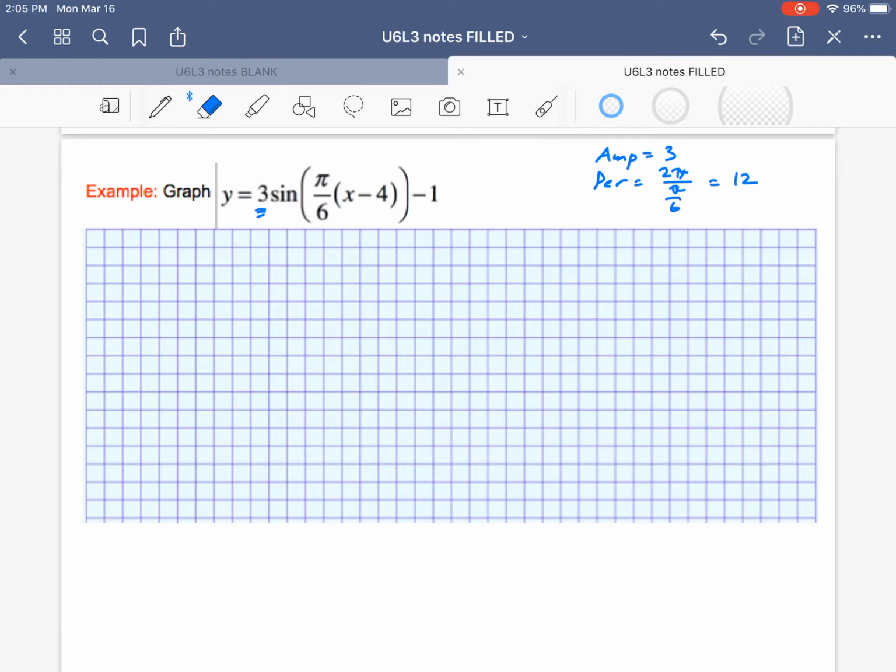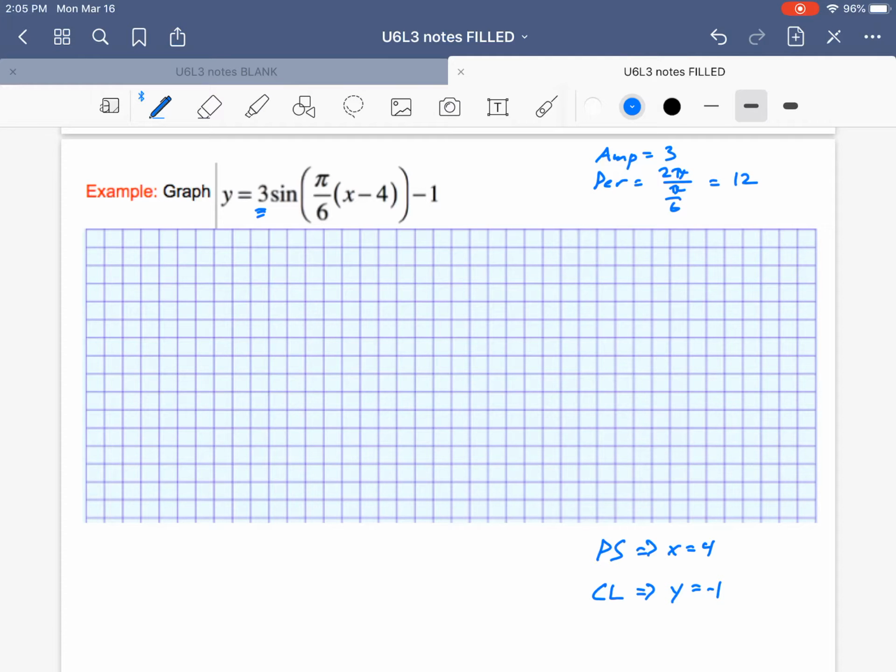Let's get rid of this too. The phase shift, called PS, it's going to be x equals 4. Let's make that an arrow. Right, so this minus 4 moves the whole graph to the right 4 units. And the center line is going to be negative 1 because this minus 1 is moving the graph down 1 unit. Okay, so the center line is y equals negative 1.